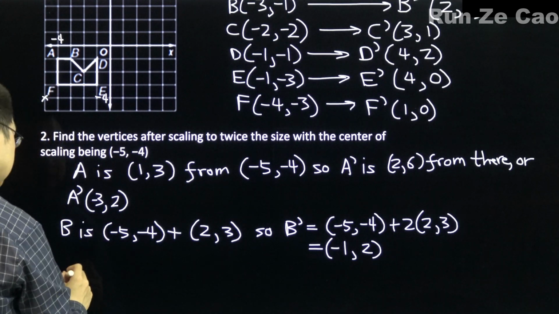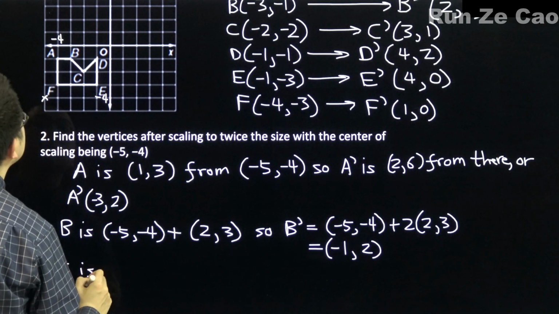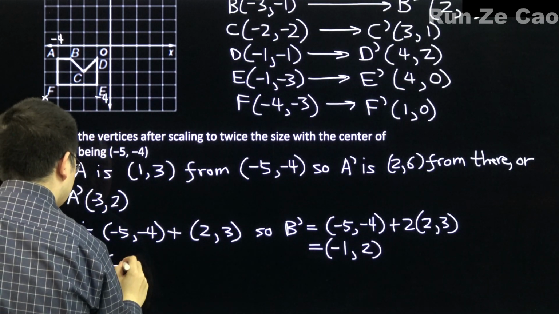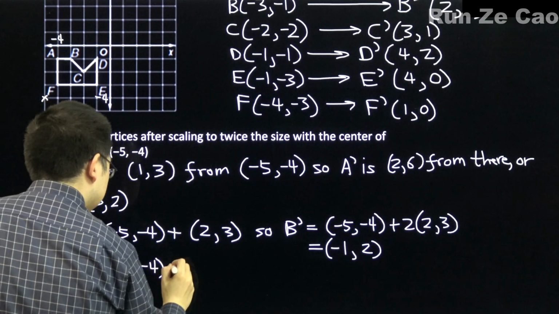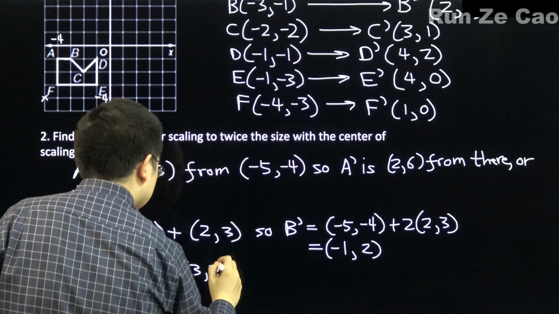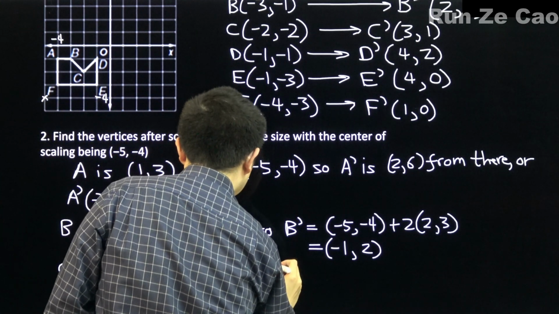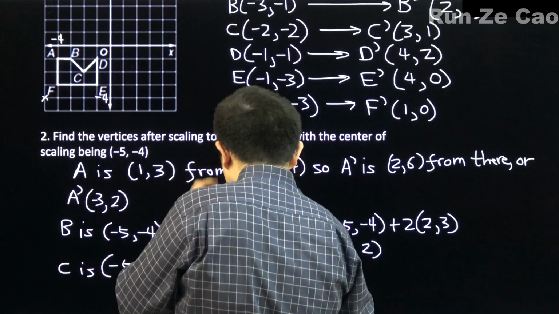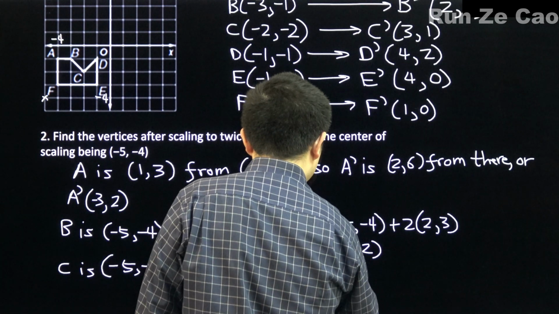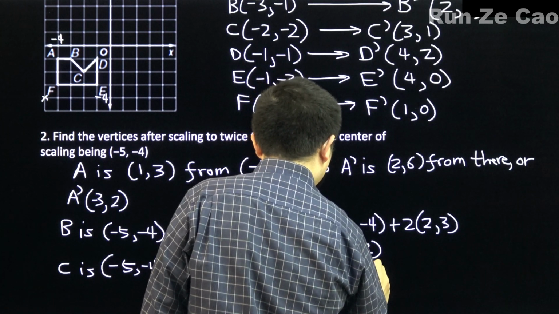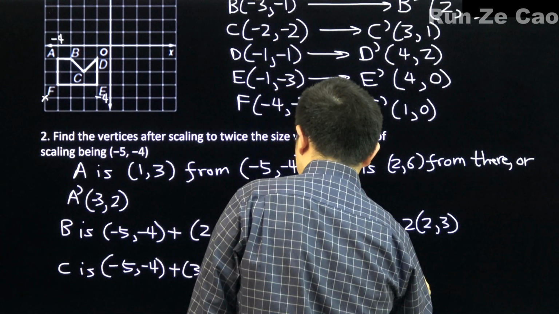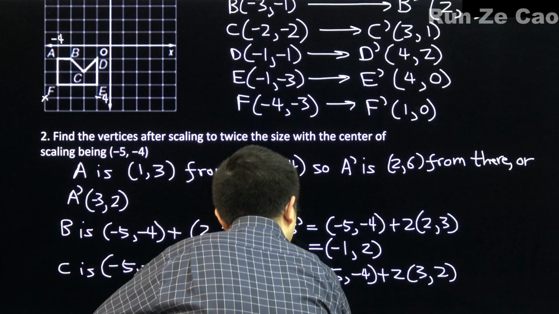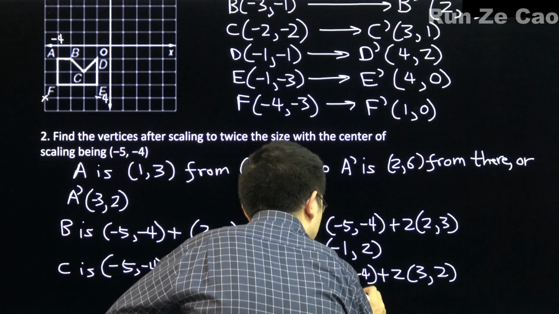Right, C is 3 grids to the right and 2 grids up. -5, -4 plus 3 grids to the right and 2 grids up. So C prime is equal to -5, -4 plus twice of 3, 2. In other words, we're going to end up with 1, 0.